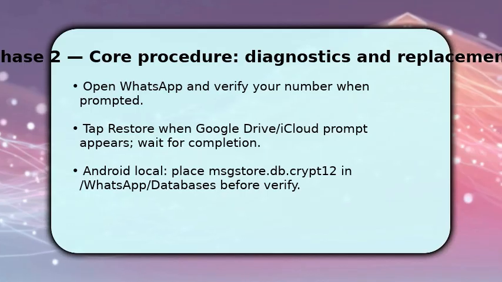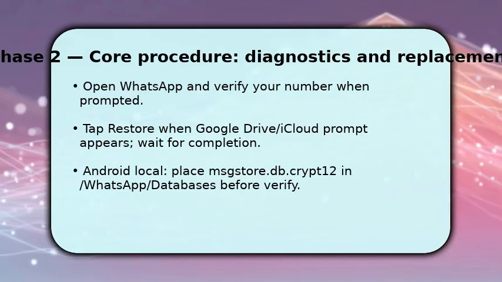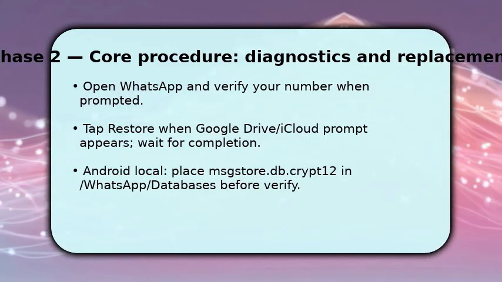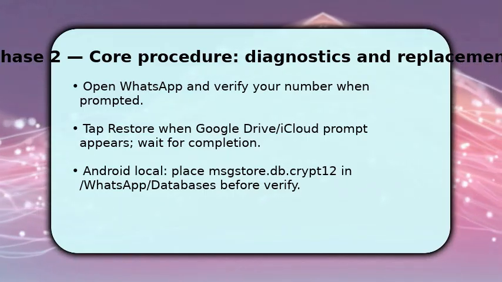Use a file manager to ensure the local MSG store file is named correctly and located in /WhatsApp/databases, then continue verification so WhatsApp detects it.